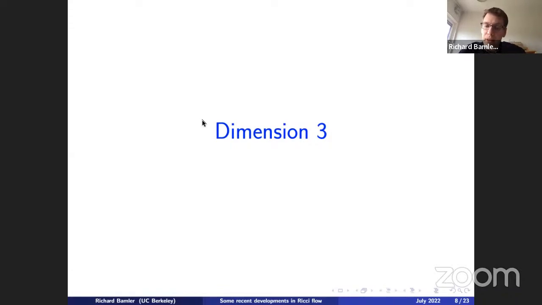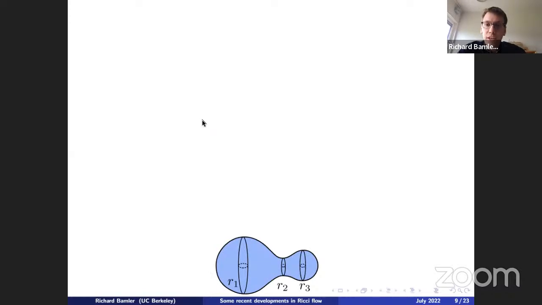Okay? And maybe the best way of illustrating the singularity formation is by discussing the famous dumbbell example. Okay, so let me do this on a slide. So what I do in this example is I look at a topological three-sphere, and I equip it with a rotationally symmetric metric that looks like a round 3-sphere of radius R1 on one side and a round 3-sphere of radius R3 on the other side. And they're connected by a neck of width approximately R2.